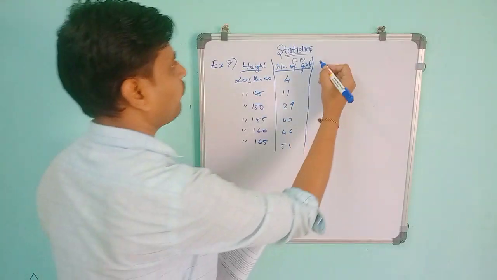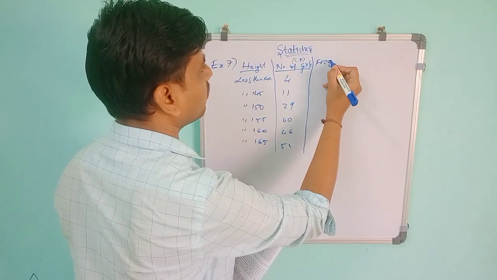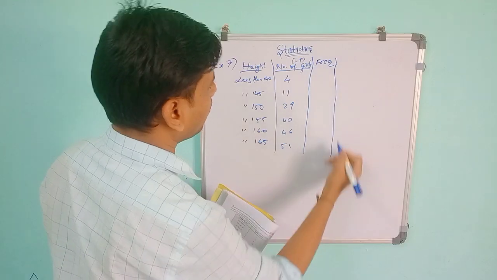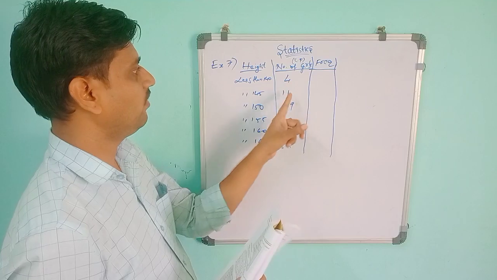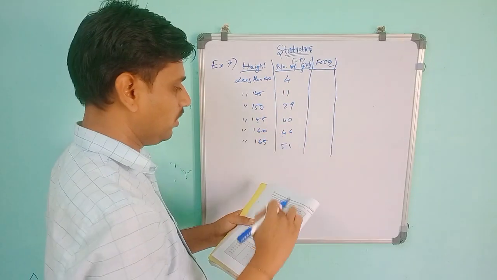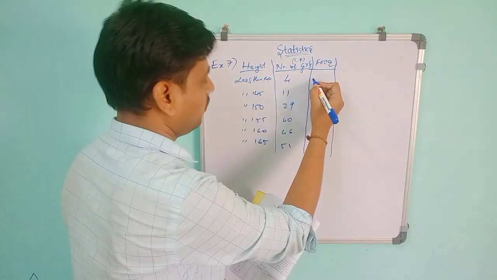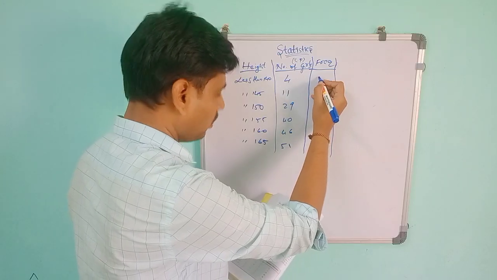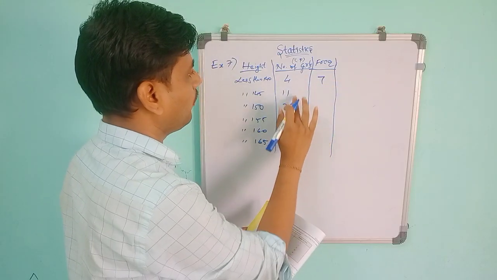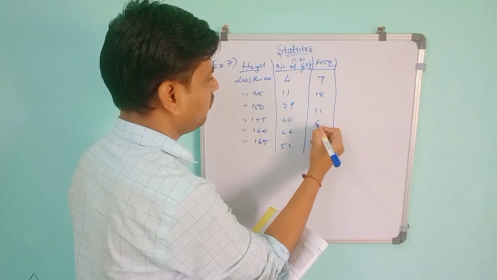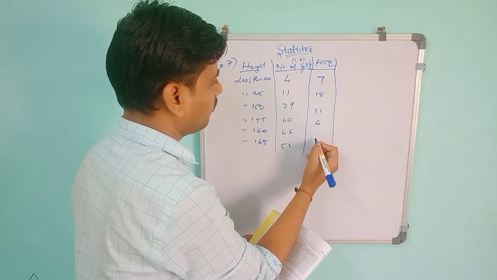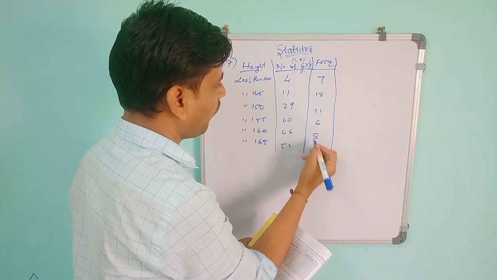So if you want frequency, when they give less than, we have to add it. So this is cumulative frequency. 4 and 11 is there. So 11 minus 4 will give you 7. Then 29 minus 11, 18. Then 40 minus 29, 11. 46 minus 40, 6. Then 51 minus 46, 5.